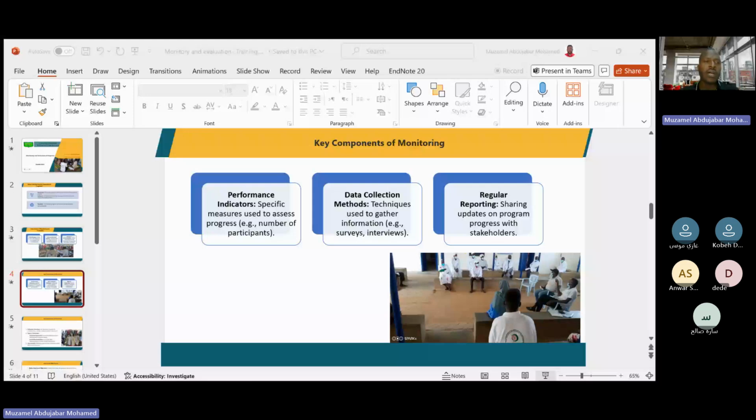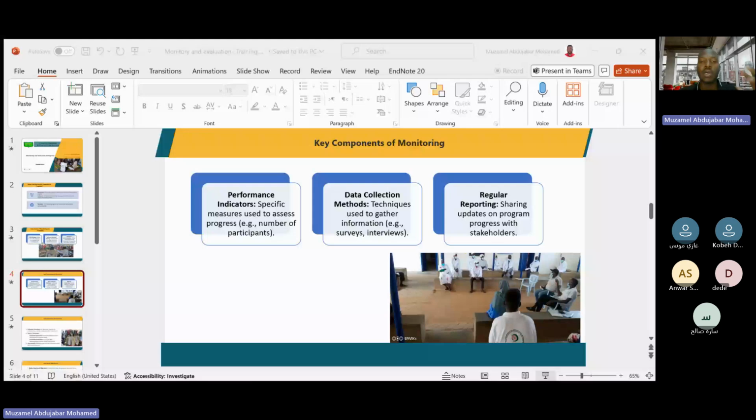And also, the second component of the monitoring is the data collection method. Data collection method means how you are going to collect that information or data. You are doing your project and the project on the ground is working well. To do the monitoring, you have to collect data, so you need a collection method.